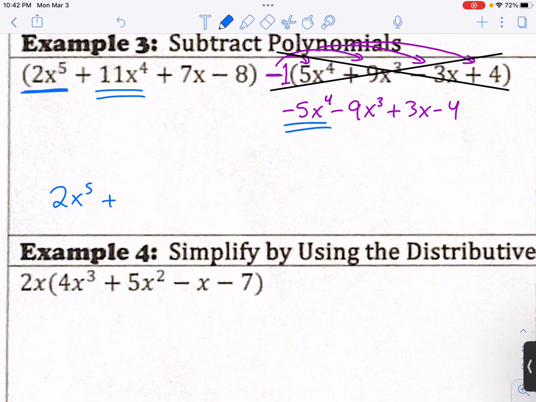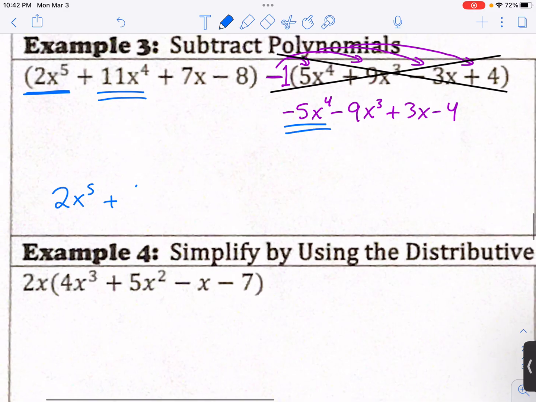So 11 minus 5. Hopefully you're able to pick up on my mistake. 11 minus 5, that's going to give us 6x to the 4th. Okay, now we're rolling. Still there's not another x cubed.